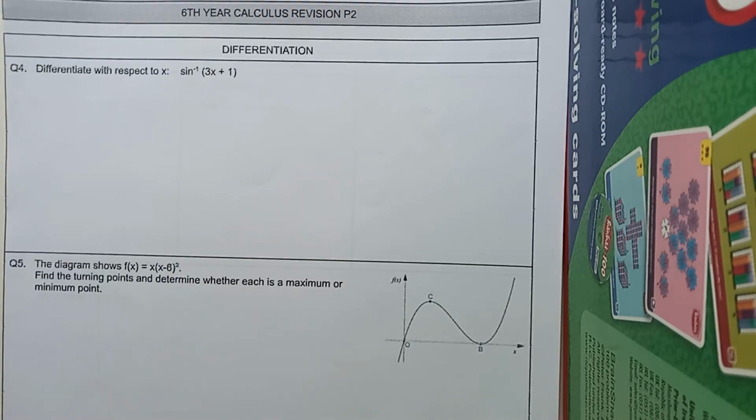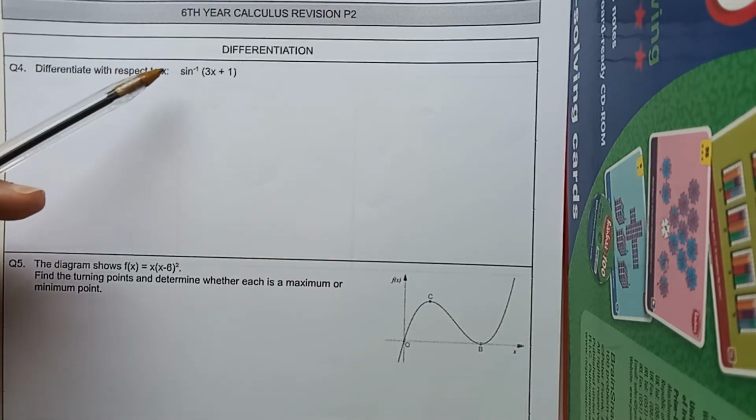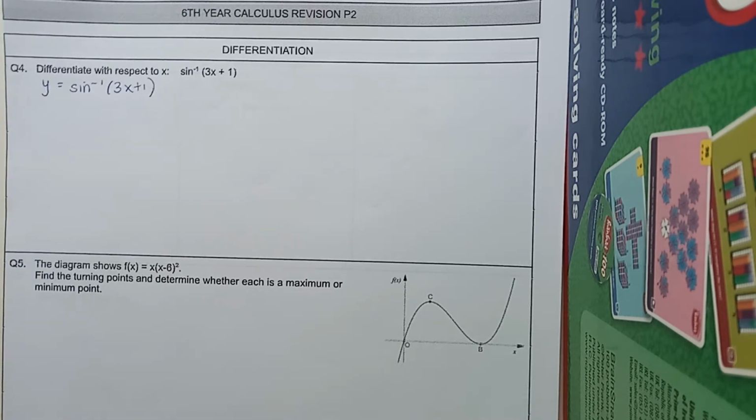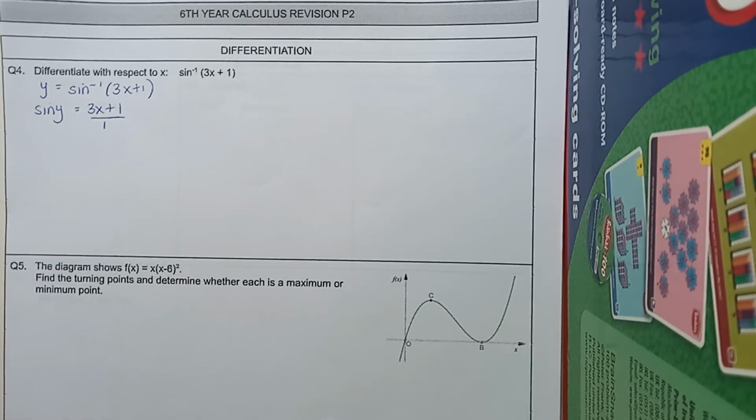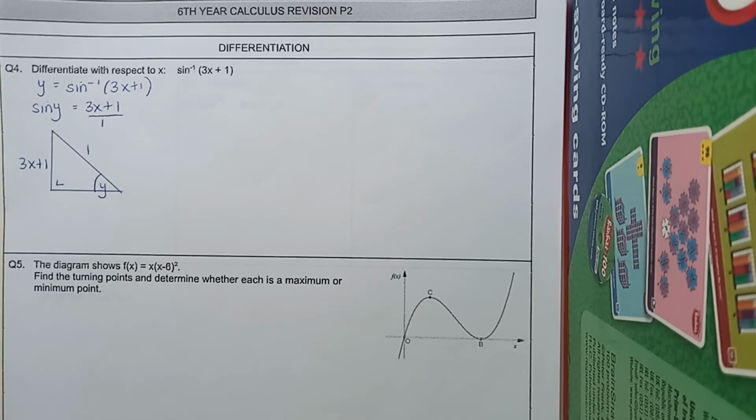First of all, we're looking at inverse trig differentiation. First thing I have to do is give it a name. I'm going to call it y and bring the sine across. I'm going to write that 3x plus 1 as a fraction. I'm just putting it over 1, and then I'll draw my triangle. I need to find the missing side of the triangle using Pythagoras. I'm going to call it a because it's adjacent to y. And when I manipulate this to get a by itself, I should get this result.